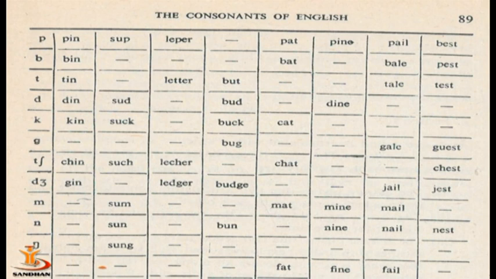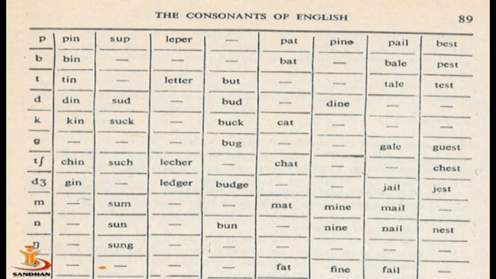Pin, sup, leper, pat, pine, pale. Bin, bat, bale, best. The last two words have been interchanged. That's no problem. You can always read pale, pest, and bale, best. Tin, letter, butt, tail, test. Notice that what I've tried to do, what has been done in this chart, is to give you sounds both at the beginning of the word, the middle of the word, and the end of the word.